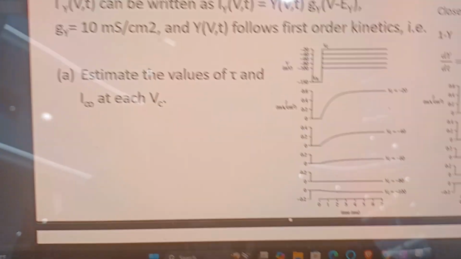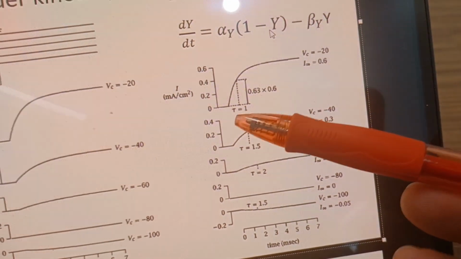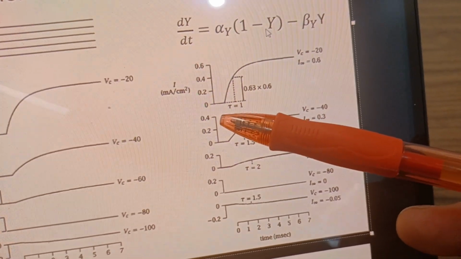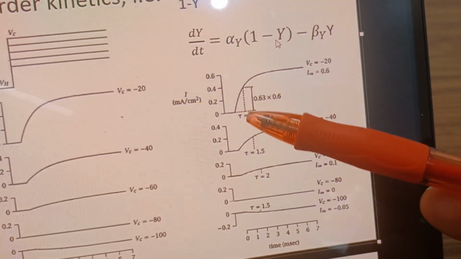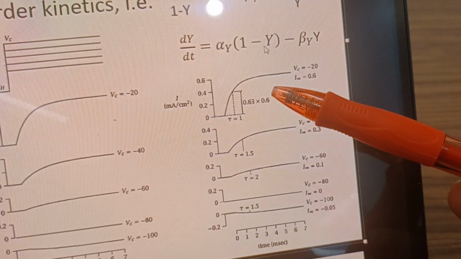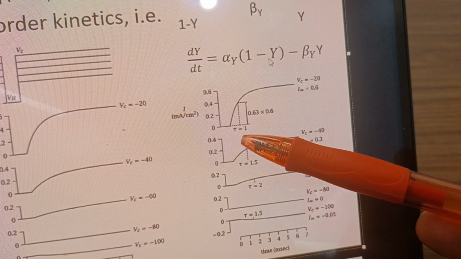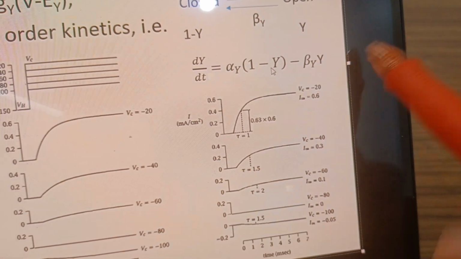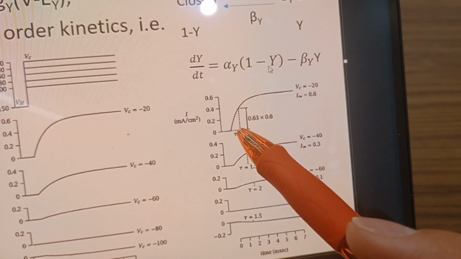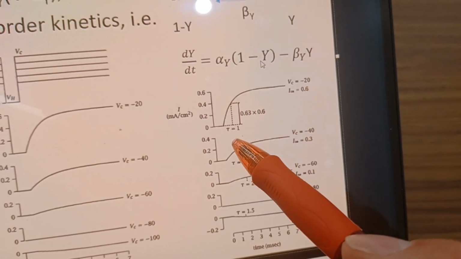And then tau is the easiest. How we get it is that, as shown here, at one time constant, it is the time at which the value reaches 63% of the steady state value. So the steady state value is 0.6. So 0.63 times 0.6 is like 6 times 6 is 36, so roughly 3.6. So around here, somewhere close to 0.4, and it takes about 1 second to reach the 0.36. So time constant here is 1.